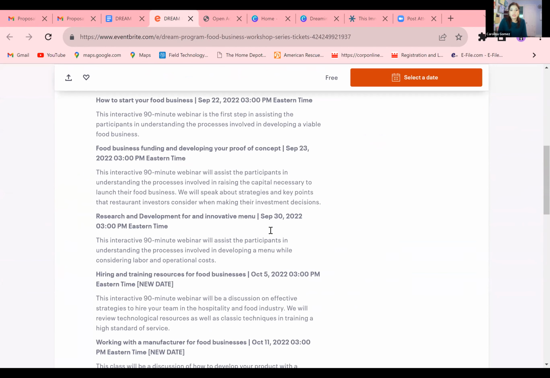Today we were talking about research and development for an innovative menu. So hopefully you learned a lot about how to keep your menu innovative, or at least how to stay innovative yourself, so that your menu by default is always innovative. But if you need help with that, just ask me and I will help you in case you need to go more in depth about your particular menu.